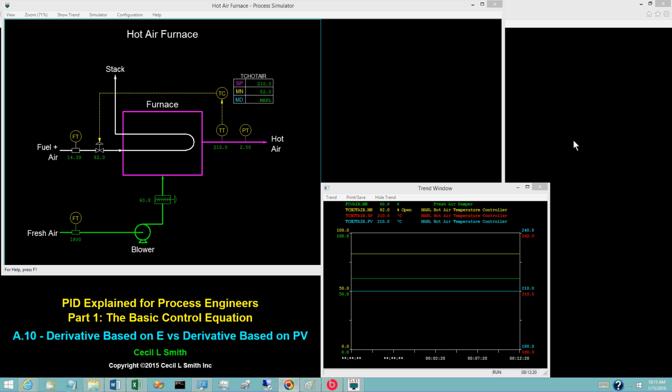In the previous video, the derivative mode was the result of projecting the PV one derivative time into the future. An alternative is to project the control error E one derivative time into the future.